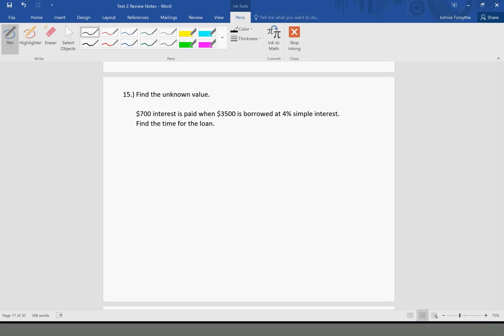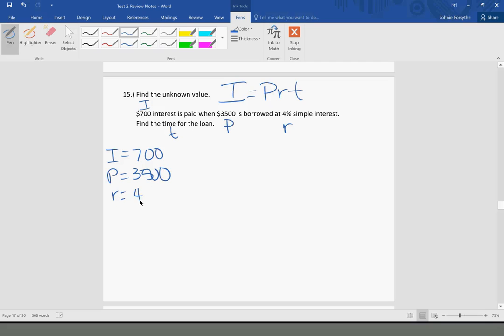So we're going to use that simple interest formula, which is interest equals principal times rate times time. So the principal is the amount that you borrow. So that will be that 3,500. The rate is your percent. The time is the amount of time, which is what we're looking for. And then the interest paid is I. So in this case, I equals 700. P equals 3,500. And R equals 4%, which will be 0.04. And we're solving for time.